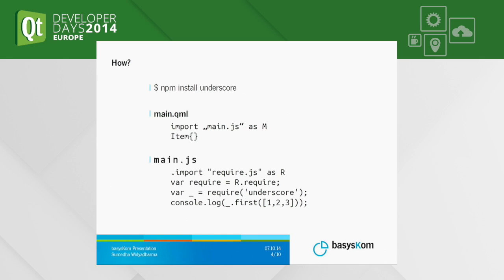So how would you use a thing like this? This is an example using a real life NPM module. It uses underscore. You need a QML file and a JavaScript file. In this case, the QML file is just a container, but of course you could interact with the JavaScript file. So there's just an alias item, and you import the main.js as M.